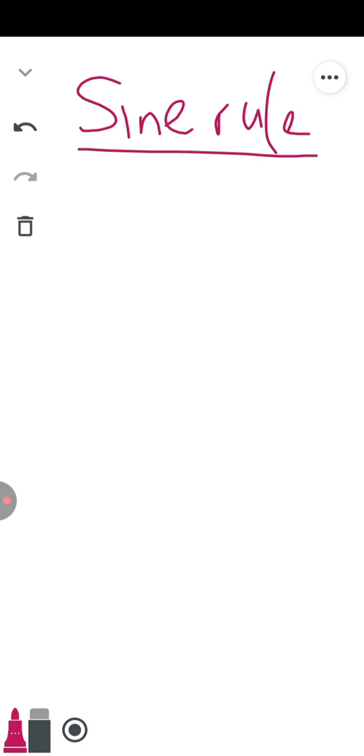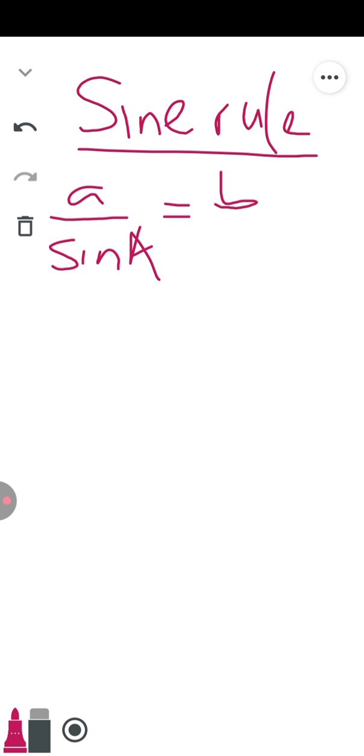A formula that says small letter a over sine capital letter A is equal to small letter b over sine capital letter B. You must write the capital. There's a difference between small letter a and capital letter A, and between small letter b and capital letter B. Just so that you understand. So this is the formula to solve other triangles. This is the sine rule.